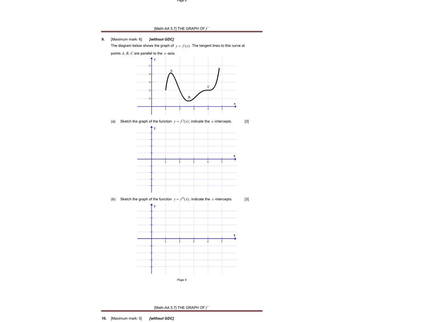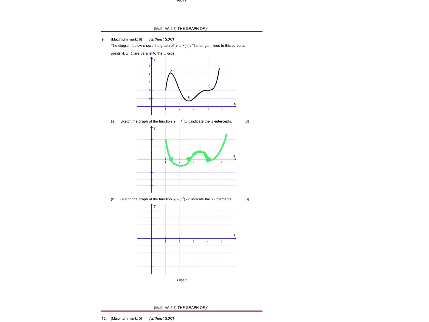Okay, so we've got f at A is 0, at B is 0, and at C is 0, okay? And then we have positive gradient till A, and then negative gradient till B, like that. And then after B, we have positive gradient until C, and then we still have positive gradient like that. So it does not go under the line at C.